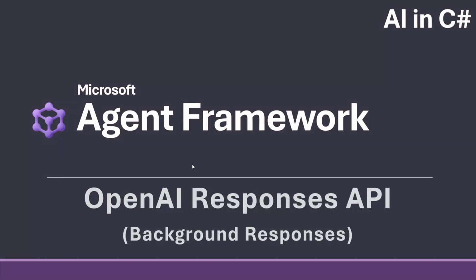Hi, and welcome to this AI and C# video on the Microsoft Agent Framework. Today we're going to look into a feature that only works on the OpenAI Responses API, meaning OpenAI and Azure OpenAI. And it's called a background response. And the best way to explain what that means is to actually show it in action.